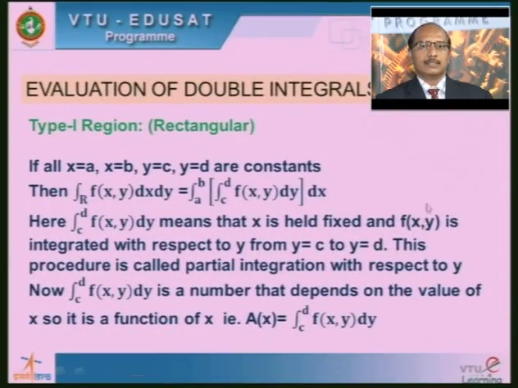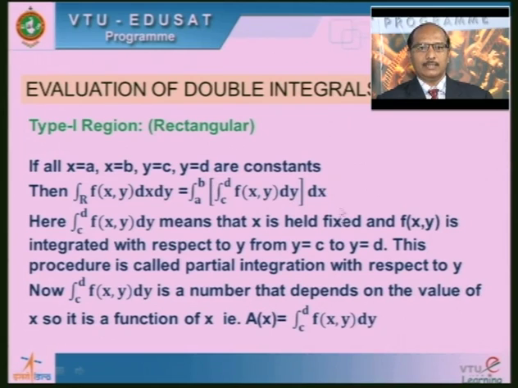We categorize regions into different types. The type 1 region, we call it a rectangular region in the xy plane. That is, if all the limits x equal to a, x equal to b, y equal to c, y equal to d are constants, then the integral over the region R of f(x,y) dx dy can be written as the integral from a to b of another integral from c to d of f(x,y) dy, times dx.